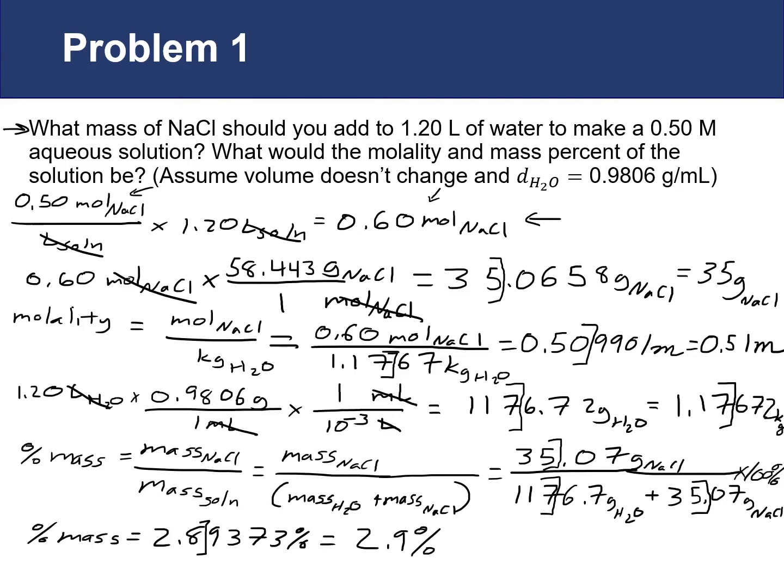So our answers for the first part, 35 grams of sodium chloride. For the second part, the molality would be 0.51. And the last part, the mass percent, or percent by mass, would be 2.9%.